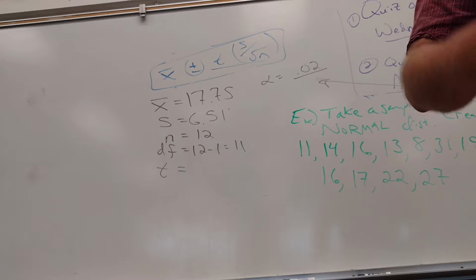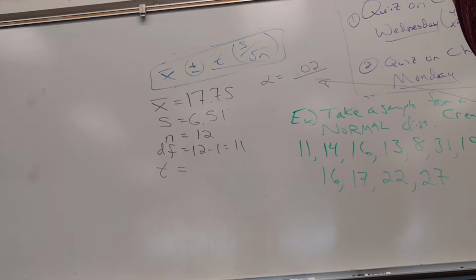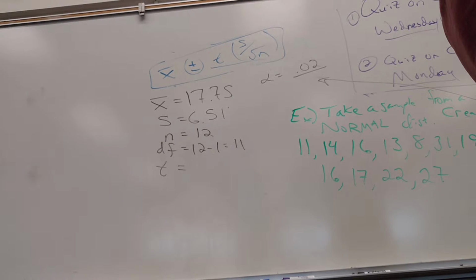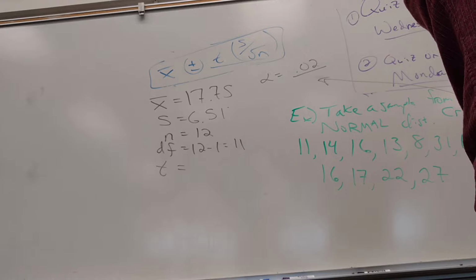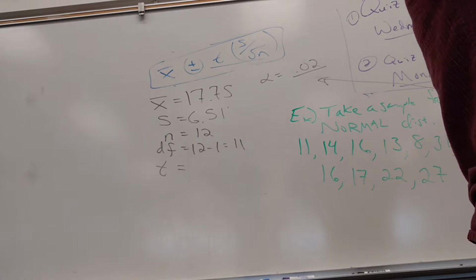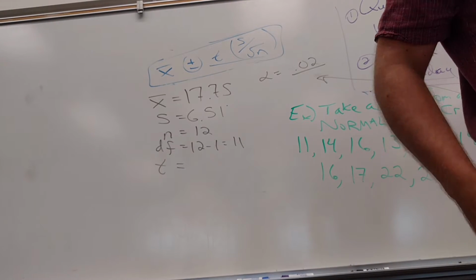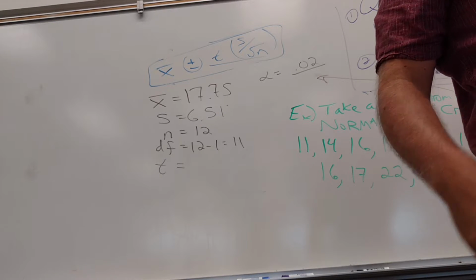All right, guys, let me catch up to you. How do you find your t-score? Which column do you go to? The first one, second one, third one? Second one, because it's 0.02 and 2 tails. Confidence intervals always make 2 tails. Now, if you cut them in half, then you go to 1 tail, you're in the same column anyway. So you almost can't go wrong.